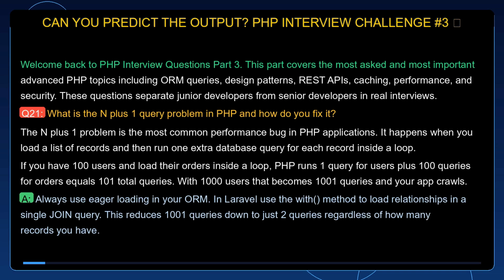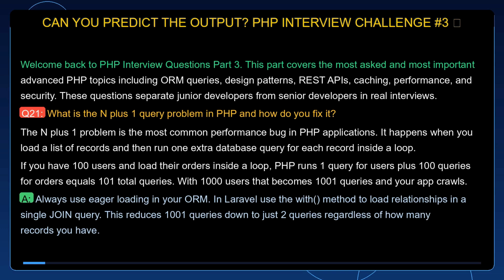Q21. What is the N+1 query problem in PHP and how do you fix it? The N+1 problem is the most common performance bug in PHP applications. It happens when you load a list of records and then run one extra database query for each record inside a loop. If you have 100 users and load their orders inside a loop, PHP runs one query for users plus 100 queries for orders equals 101 total queries. With 1000 users that becomes 1001 queries and your app crawls.